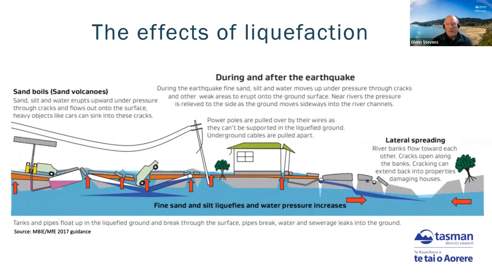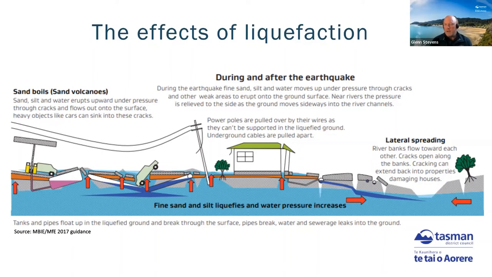Another feature: any buried tanks and infrastructure, pipes, can become buoyant and float on the liquefied material and lift up, causing considerable damage to that infrastructure. So foundations, it's not just buildings, it's power lines and power poles and infrastructure that can fail where it liquefies. Buildings can settle differentially, so one side settles more than the other, cracking the floor slab. They can tilt and be off level.